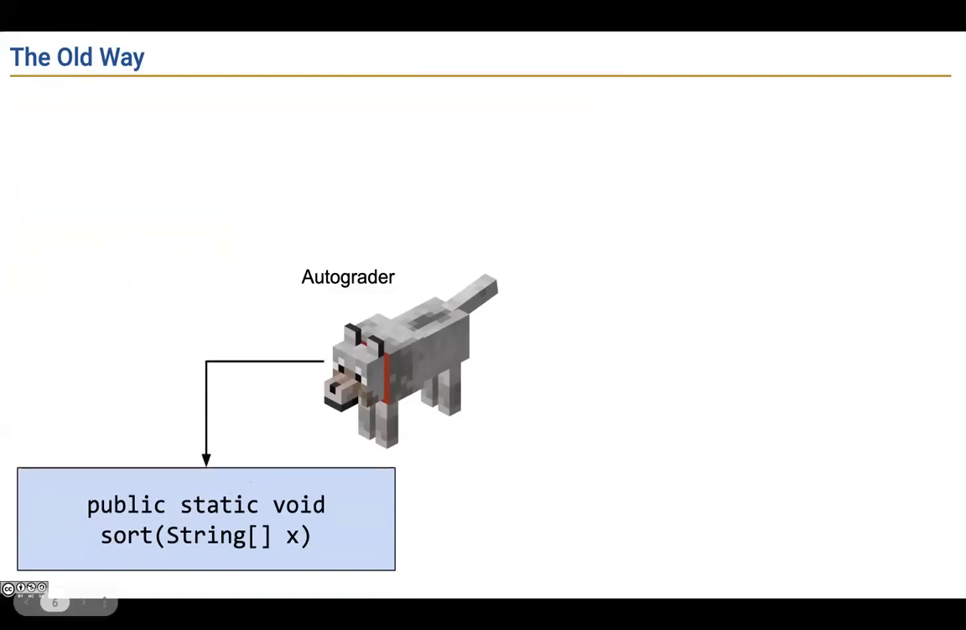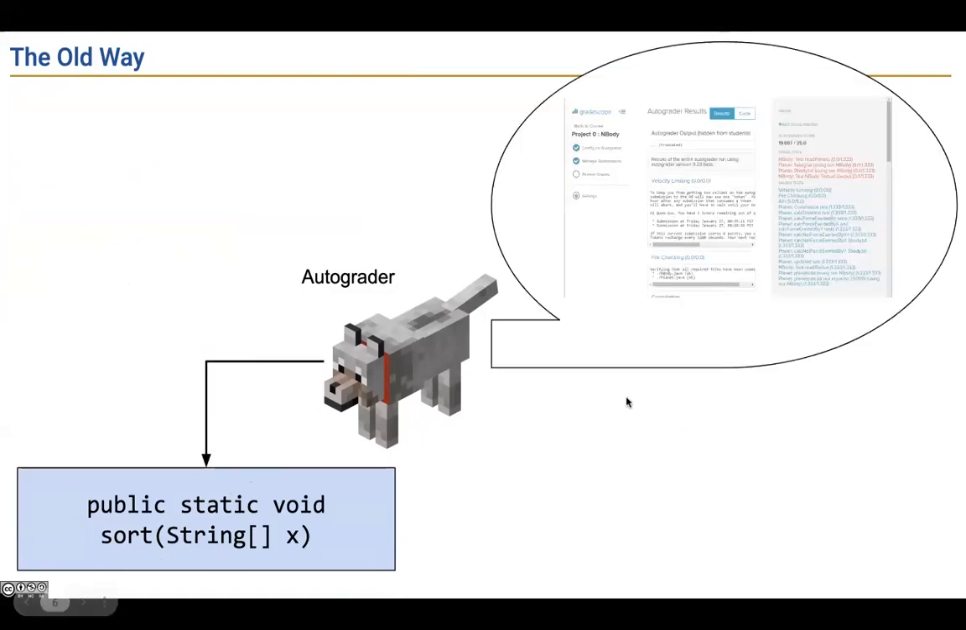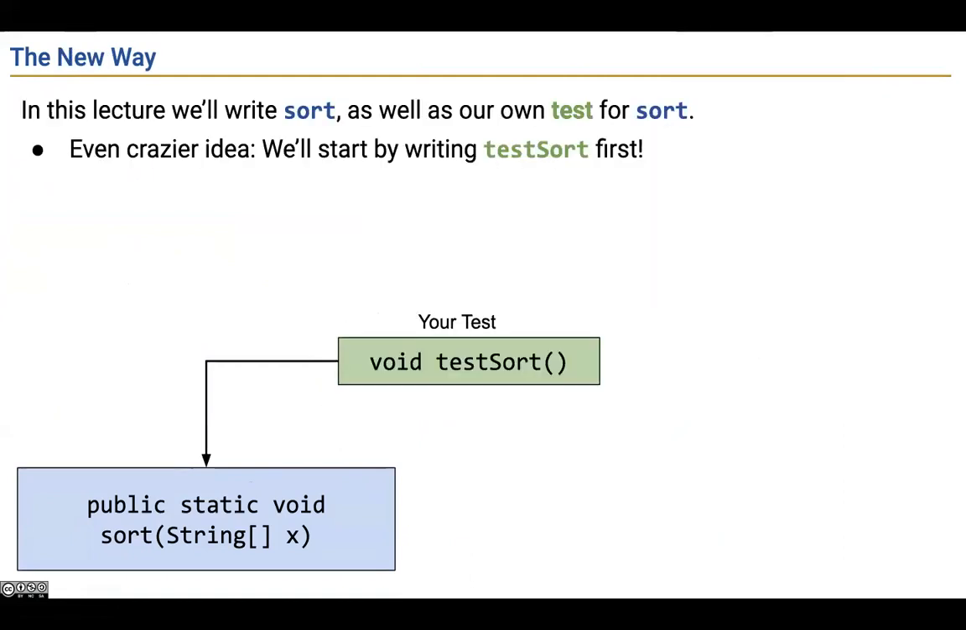And we would shove it into the magic autograder. And the autograder would give us this beautiful output that tells us exactly what's wrong with our method and how to fix it. But in the real world, this thing doesn't exist.